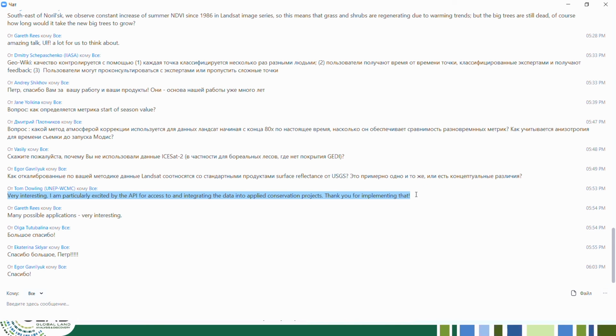Very interesting. I am particularly excited by the API for access to and integrating the data into applied conservation projects. Thank you for implementing that.